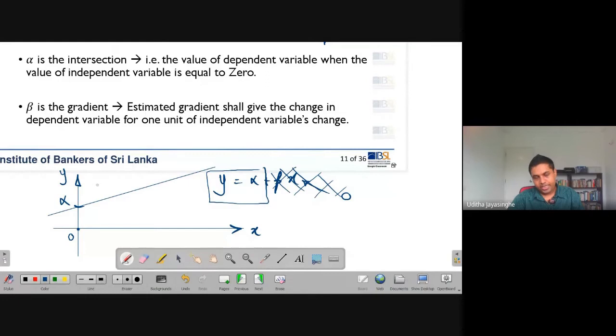If you get a model, something like a profit model, y is going to be the profit, alpha and beta are going to be some positive or negative numbers, and x is going to be some cost of overhead or administration cost or anything like that.